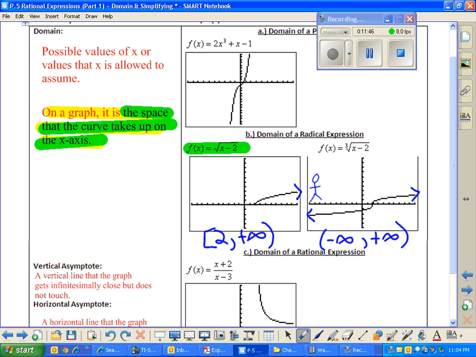Notice I use parentheses around things that I cannot touch. Can't touch infinity because it's infinite. So we go from negative infinity to positive infinity.